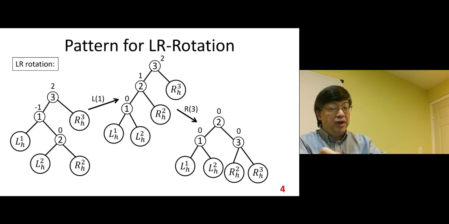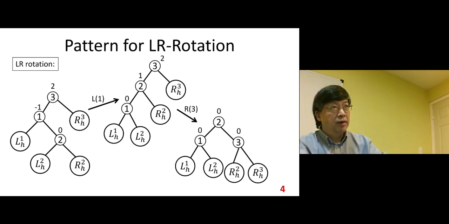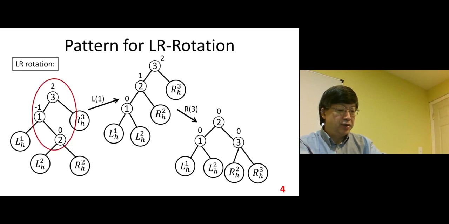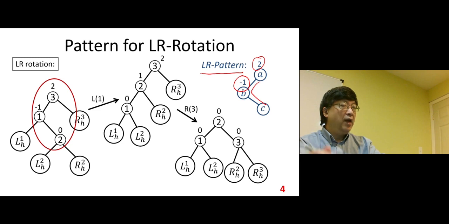Pattern for the LR rotation. In order to apply it later, when we use it in real BST trees, we want to extract the pattern for this case. So we describe the pattern in this way: A, B, C like this, with balance factors like that. So it's the LR pattern. Then we will do two steps to make it balanced.